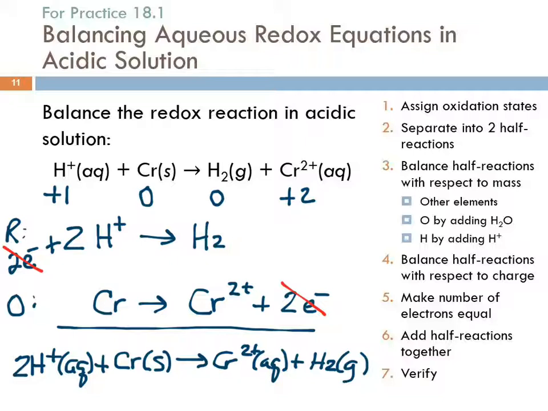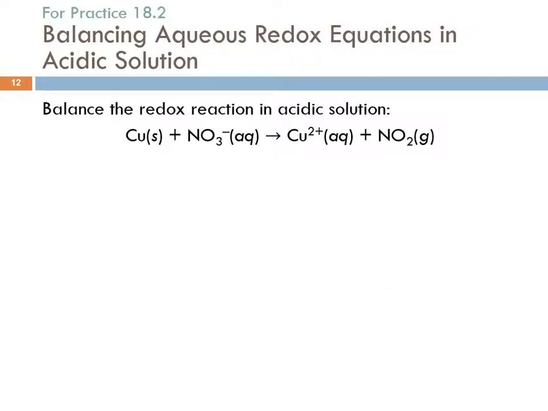Okay, we're going to do another one. So here we have copper plus nitrate ion making copper ions plus nitrogen dioxide gas. So what's the first thing we have to do? Oxidation numbers. So copper is an element, so that gets a 0. There aren't any other elements. I always like doing the easy ones first. So this Cu2 plus is going to be a +2, right?